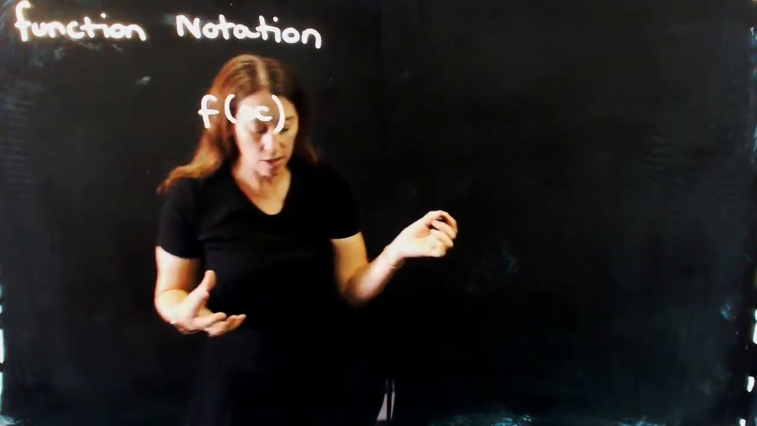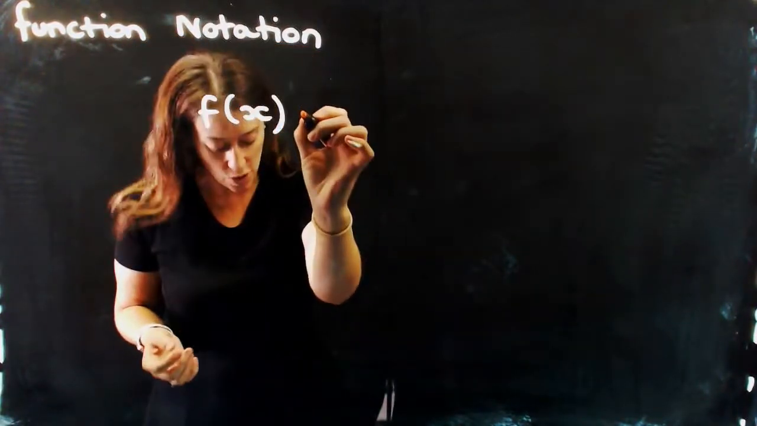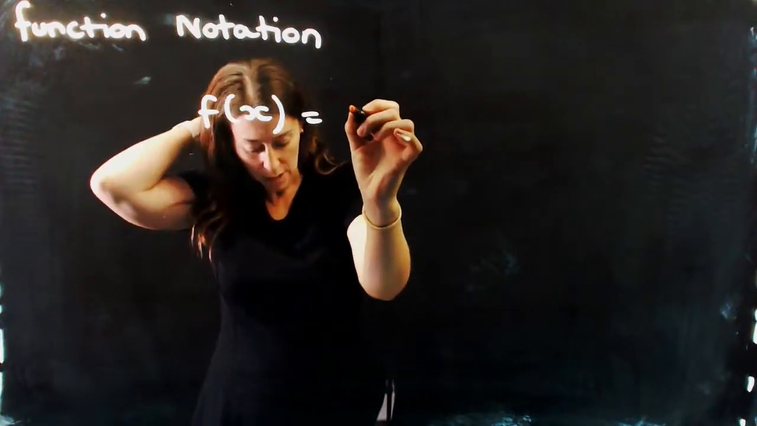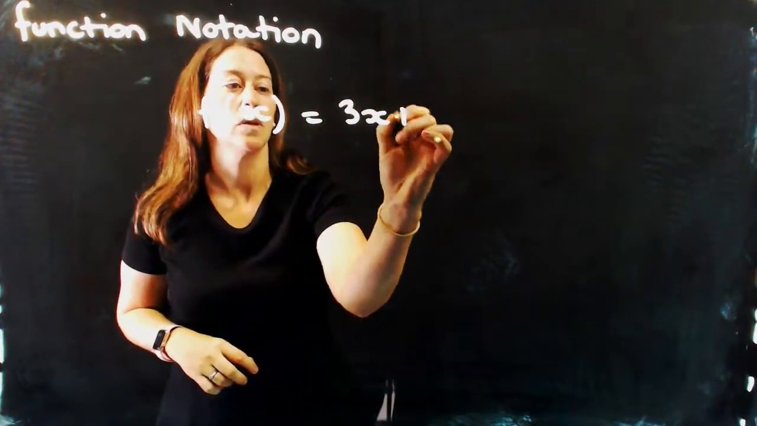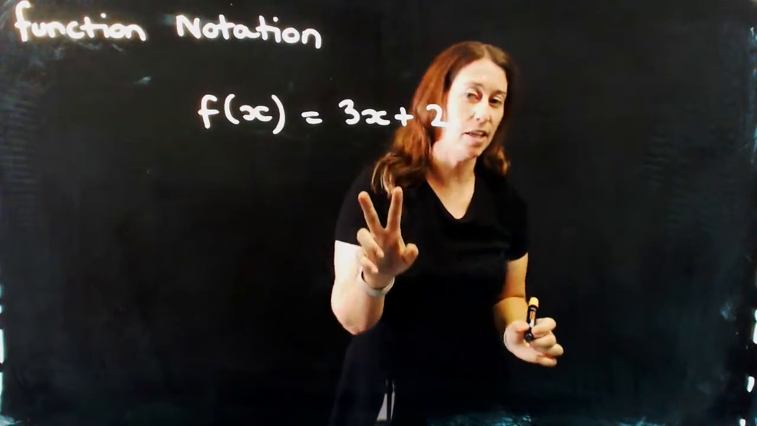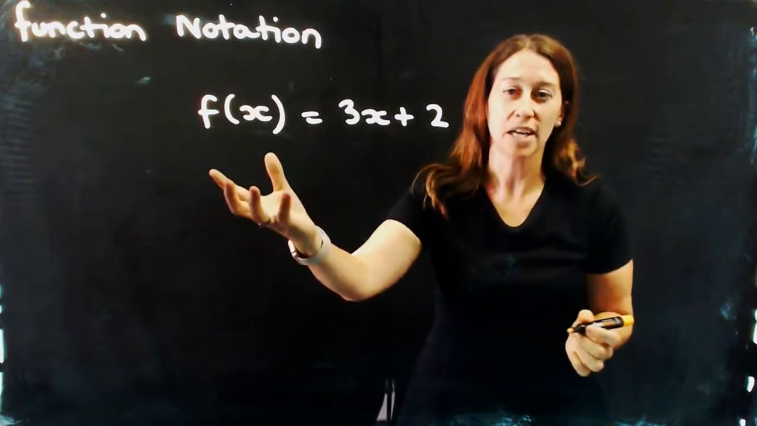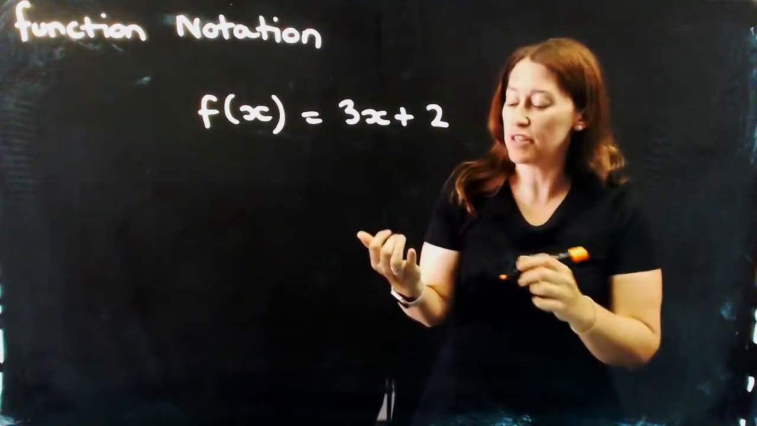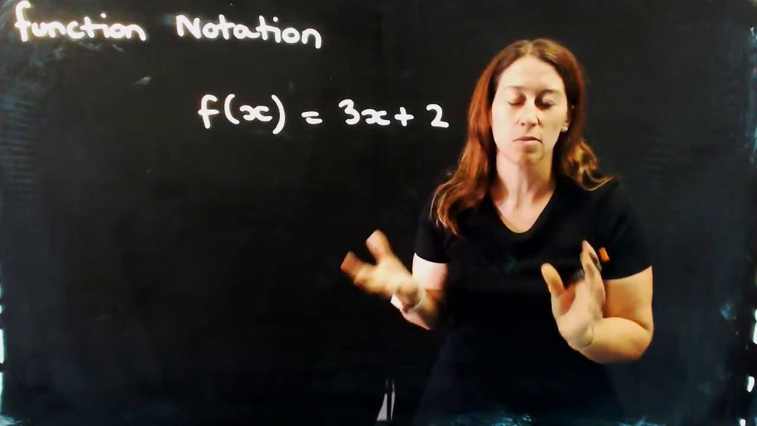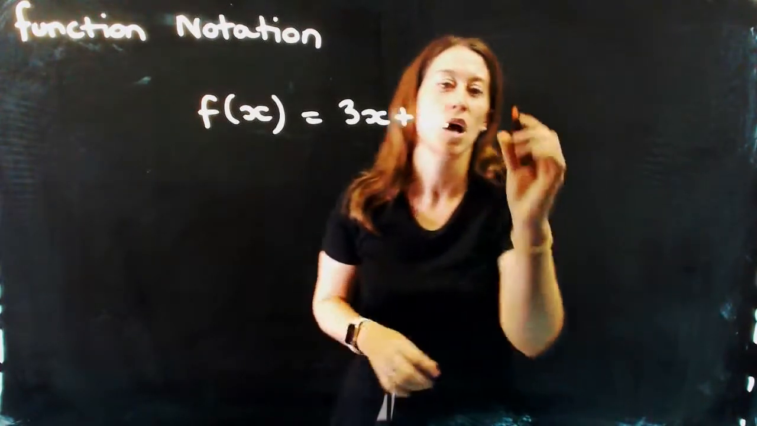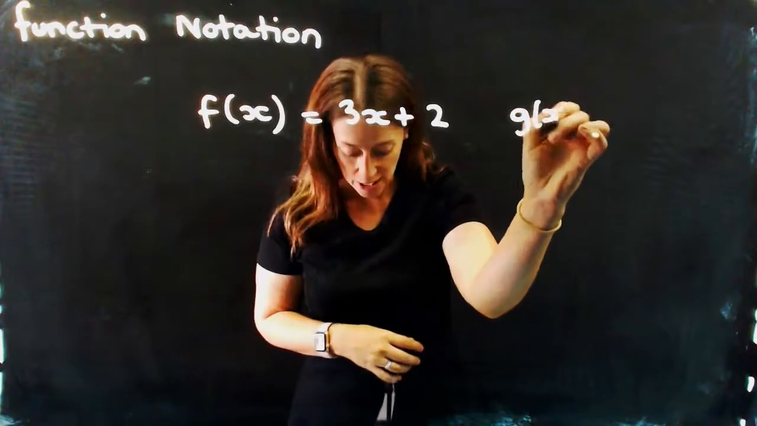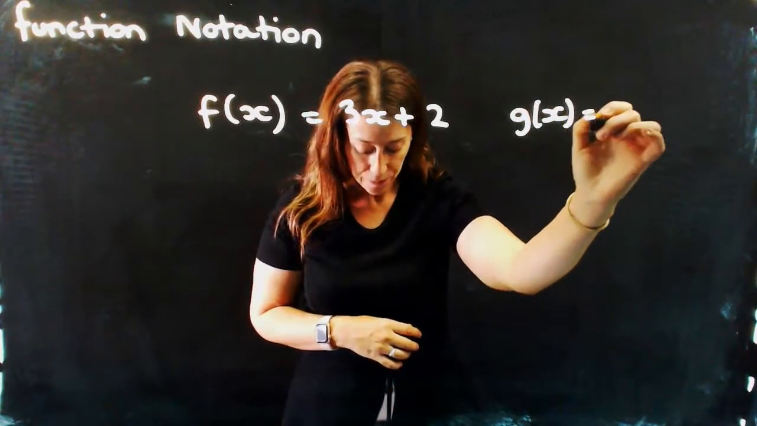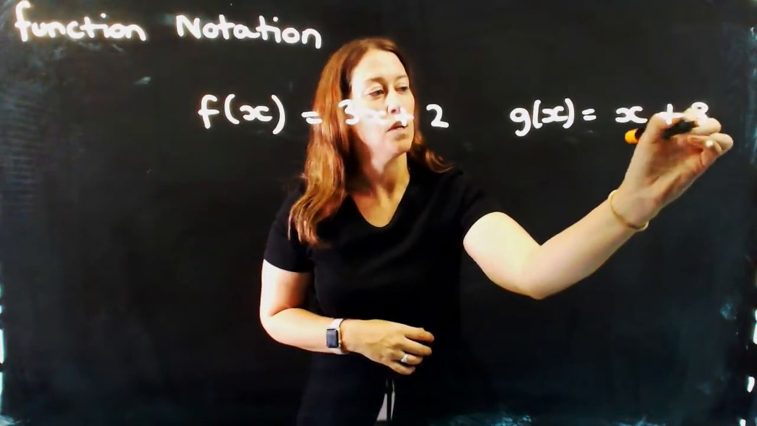So I'm just going to do an example where we've got f of x equals, let's go with 3x plus 2. And I'm going to introduce a second function. Now I'm not going to call it f of x, I'm going to call it by a different letter. Usually g of x or h of x are the most common ones that you'll find in textbooks. Let's say g of x equals x plus 3. So I've got two functions.